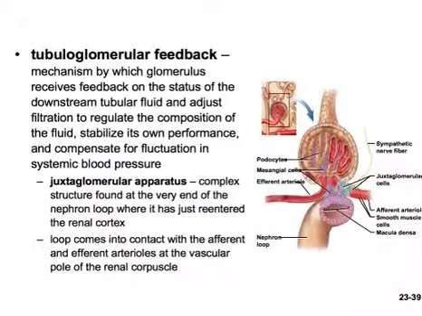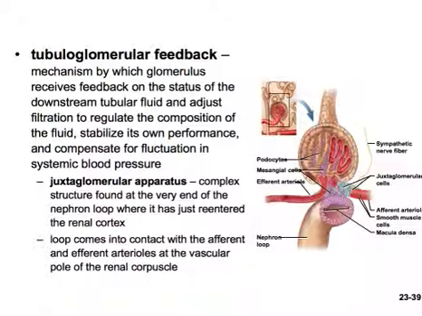The mechanism of tubuloglomerular feedback is a little bit more complex and less well understood. But here, the glomerulus receives feedback on the status of the downstream tubular fluid, that is, in the kidney tubule, and adjusts the filtration rate to regulate the composition of the fluid, stabilizes its own performance, and compensates for fluctuation in systemic pressure. This feedback mechanism is taken care of by what we call the juxtaglomerular apparatus.